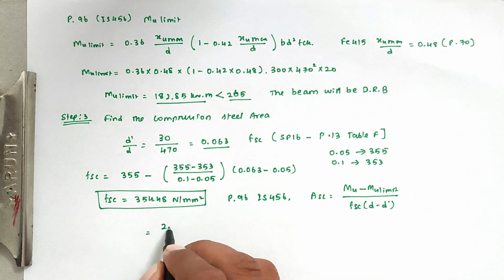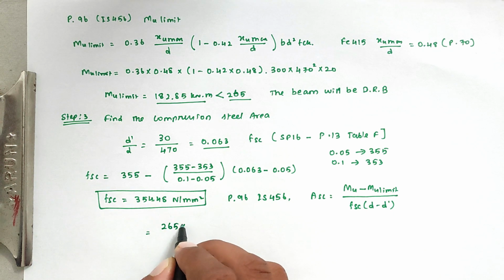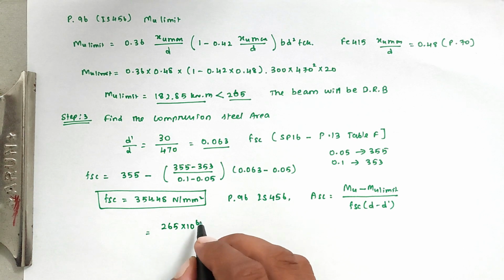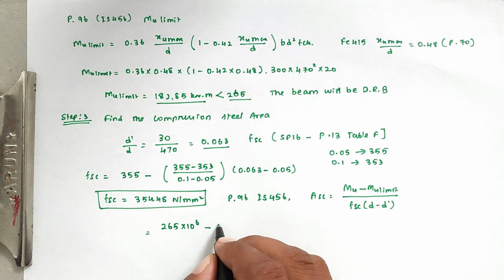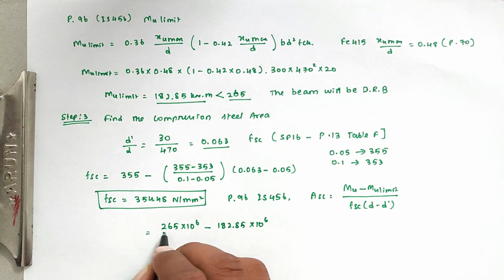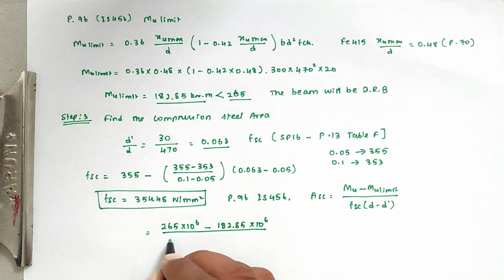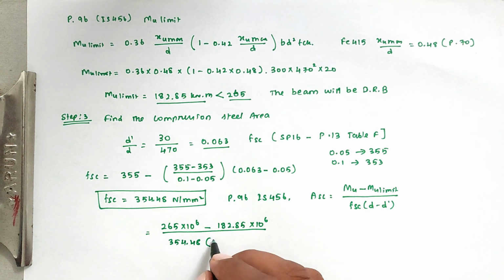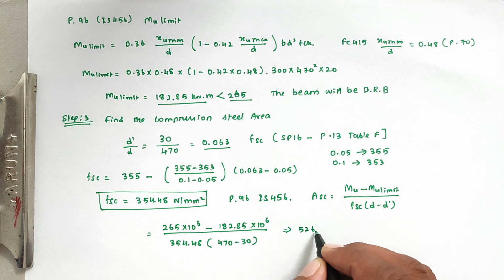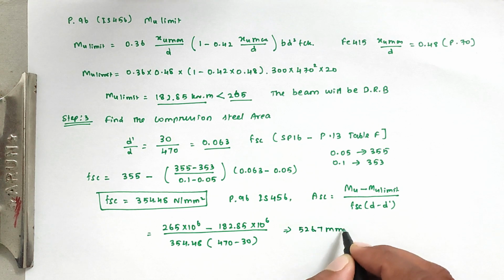Okay, so now we can substitute all the values over here. So we take 265 into 10 power 6, converting kilonewton meter into Newton mm, minus Mu limit 182.85 into 10 power 6, divided by 354.48, that is the fsc value, into (470 minus 30). Solving this, we got the value of 526.7 mm square.